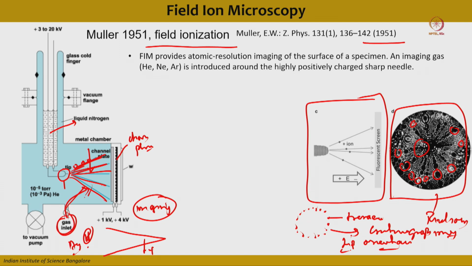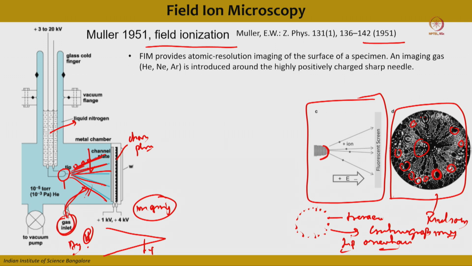Fine. So now you understand how the terraces, which we have schematically shown, are related to the bright spots recorded in the field ion image. You can see that all these bright spots correspond to single atoms, which is the image of the surface atoms of the particular tip. So what we call FIM provides atomic resolution imaging of the surface of the specimen.